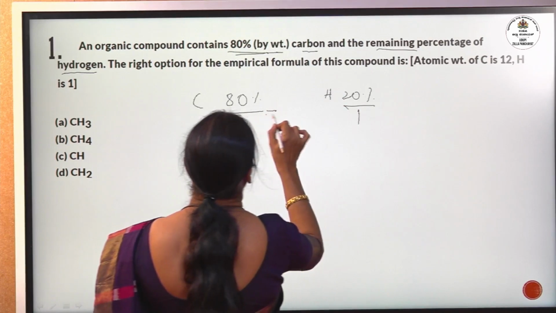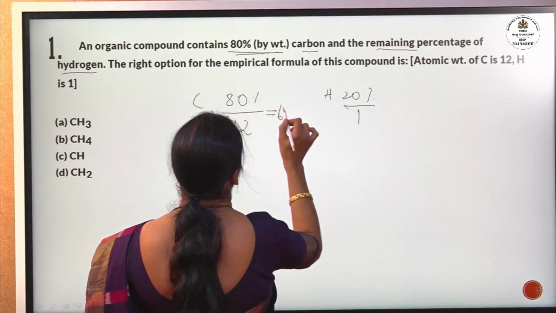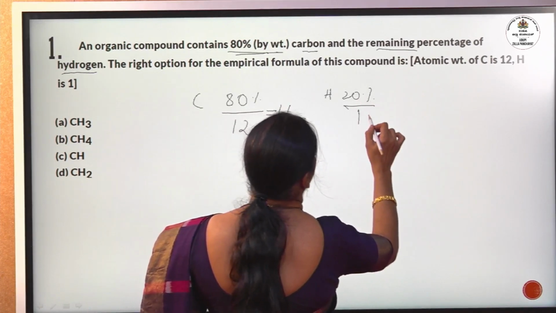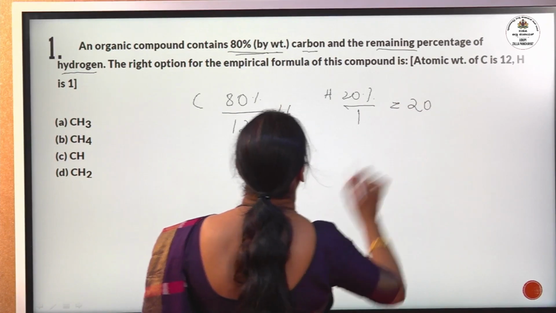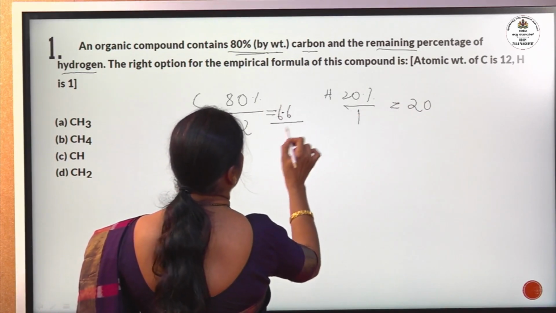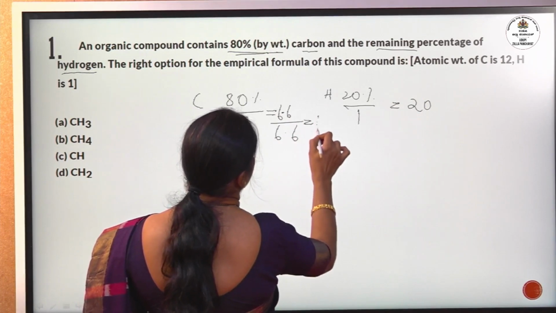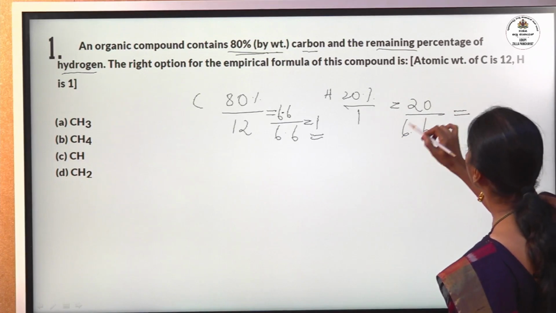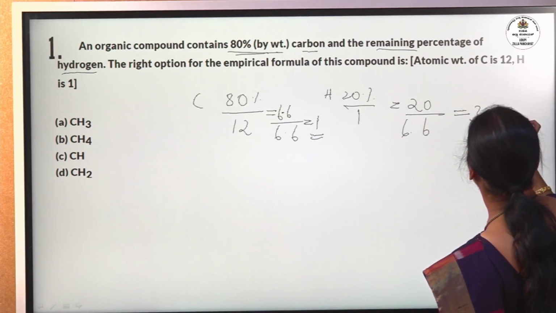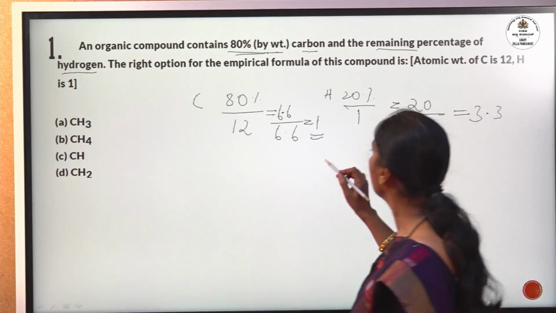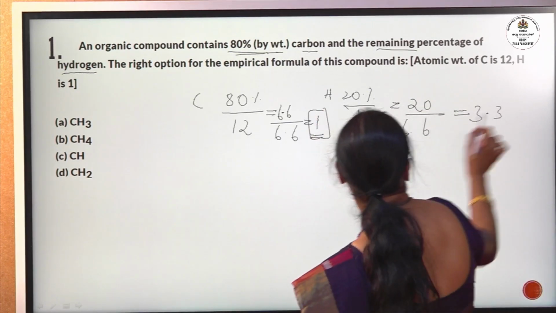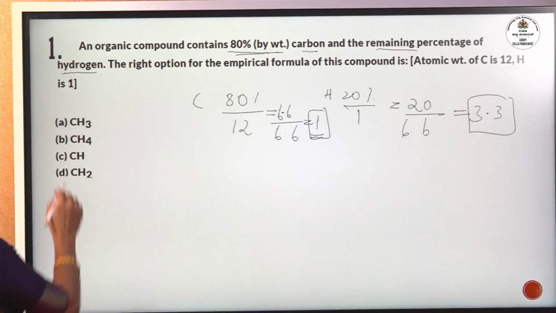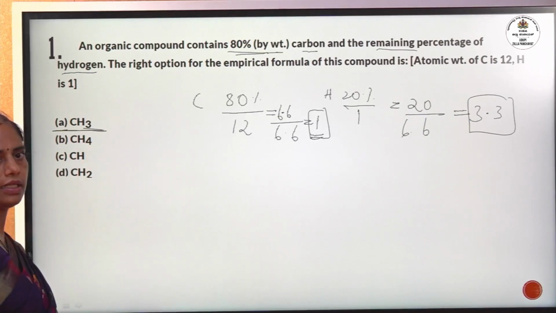So here you get 6.6 something, and here it is 20. Now select the least number and get the ratio. 6.6 is 1, and 20 by 6.6 is 3 point something, we are getting 3.3 something. Now this is the carbon ratio, this is hydrogen, so it is C1H3, so the answer is A.